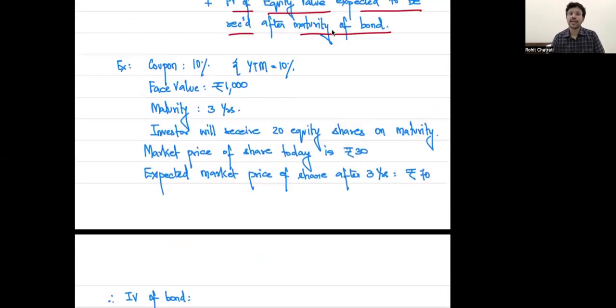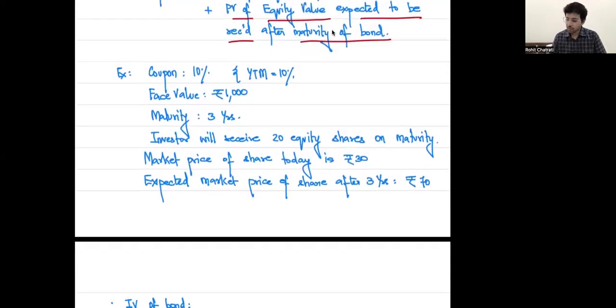Let's look at it via an example. Let us say the coupon is 10% and YTM is also 10%. Face value is 1000, maturity is 3 years. At the end of third year, the investor is going to receive 20 equity shares for every bond. The investor is going to receive 20 shares for each bond. The market price of the share today is rupees 30.